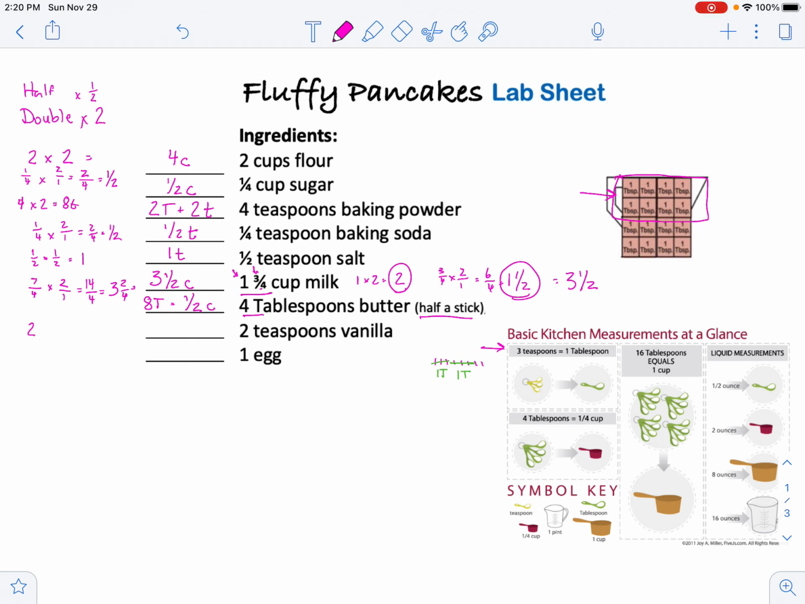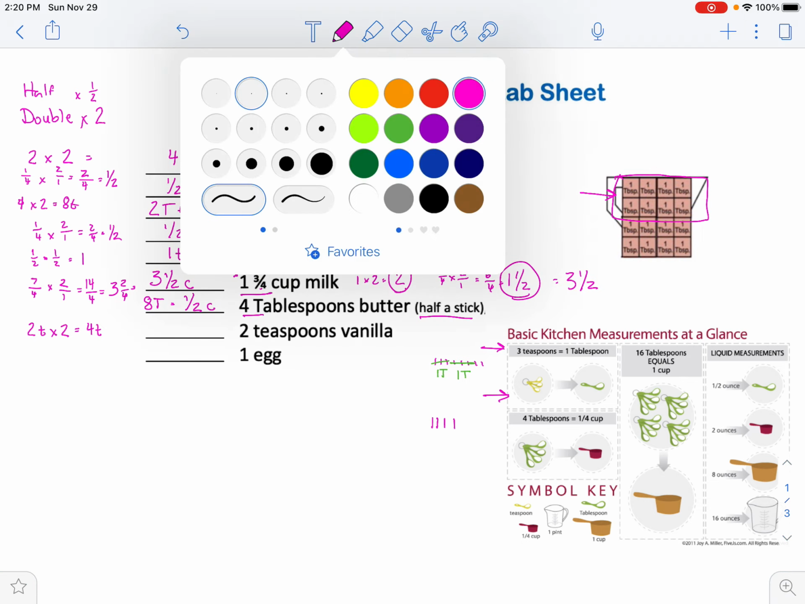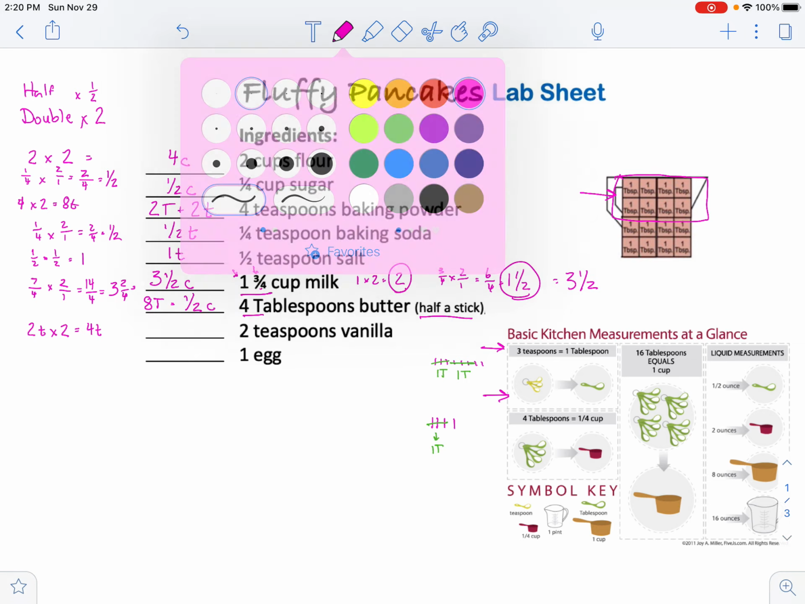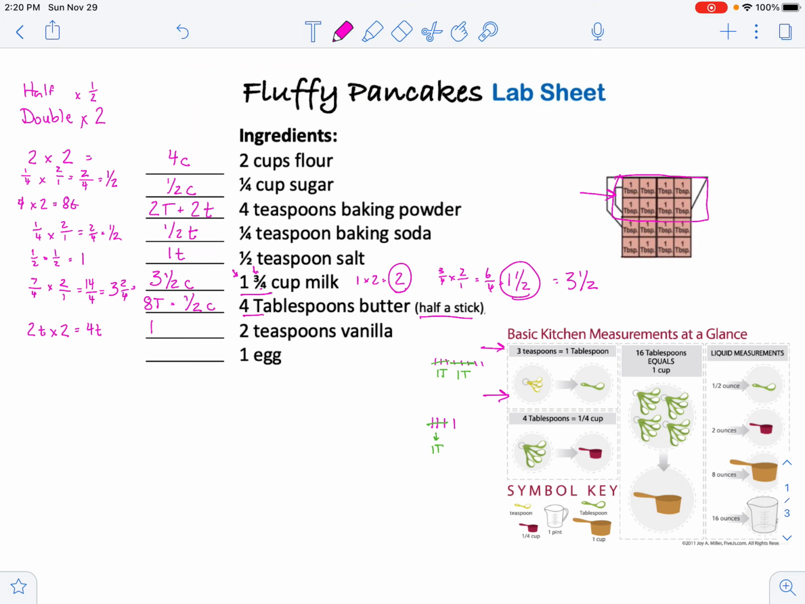For our teaspoons of vanilla, we're going to start with those 2 teaspoons. Double that, we get 4. Again, we're going to use our equivalents over here. We can measure that a little quicker. If we have 4 teaspoons, we can change that to 1 tablespoon plus the extra teaspoon. So instead of measuring something 4 times, we'll just do it with 2 different utensils. And then our eggs, to double that, would simply be 2 eggs.